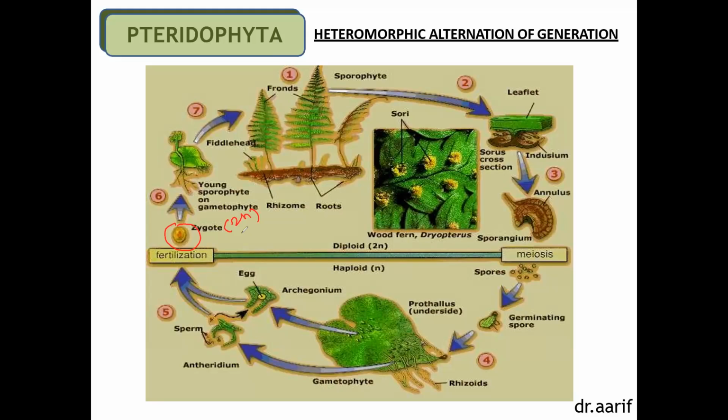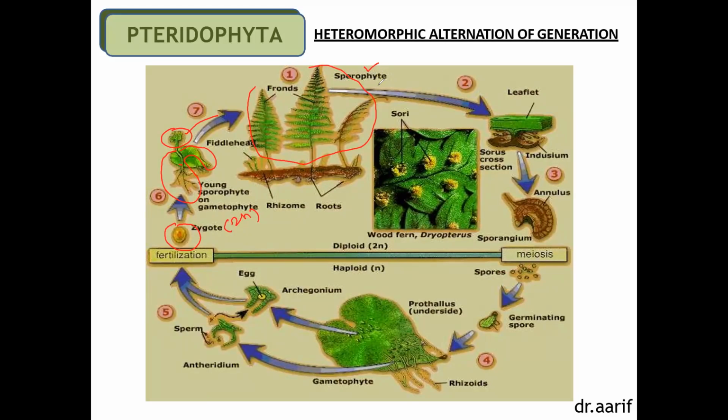From the zygote, it is going to generate the young sporophyte on the gametophyte. So here we have first the gametophyte, and on the gametophyte, it is going to generate the sporophyte. Then fiddlehead means whatever fronds are going to be generated from the particular structure, these are all fronds. Okay, fronds, and these fronds also carry the sporangia.